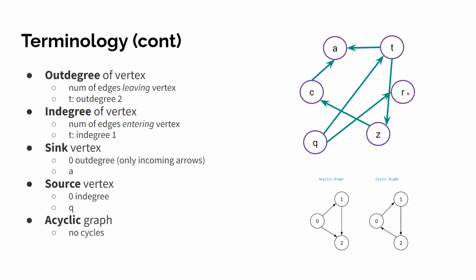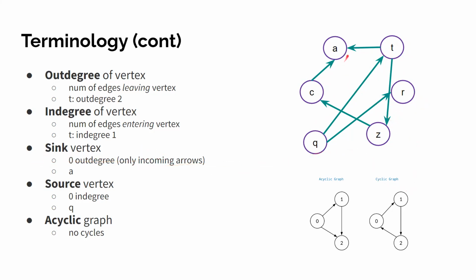In degree is basically the opposite. It's when arrows, or edges, are going into the node. So in T, you would have an in degree of 1 and an out degree of 2. For C, you have an in degree of 1 and an out degree of 1 as well. A sink vertex is when the out degree is 0.